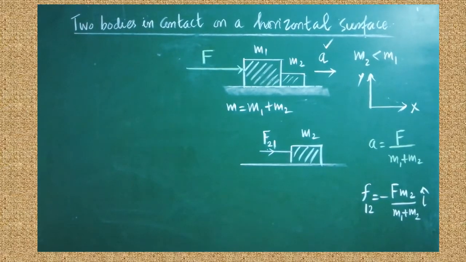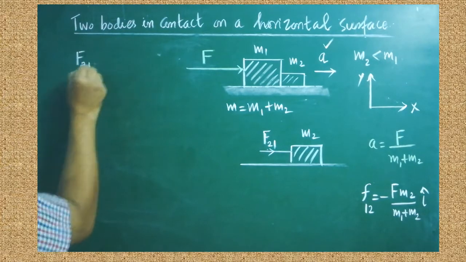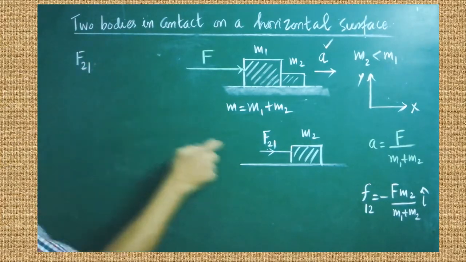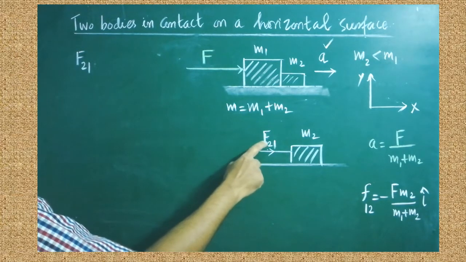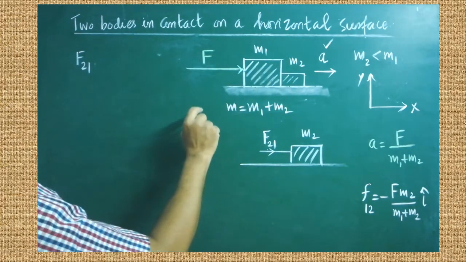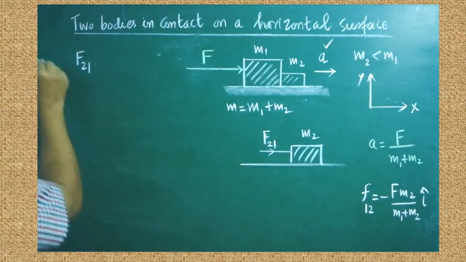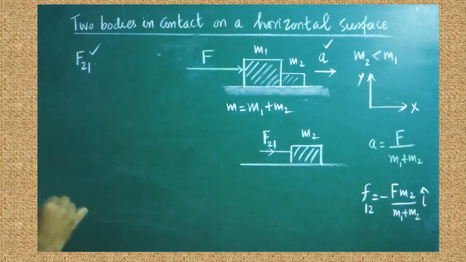Now we are going to derive the expression for F21. What is F21? It is the force acting on the second body due to the first mass, the force acting on the second mass due to the first mass. So we are going to find out F21.